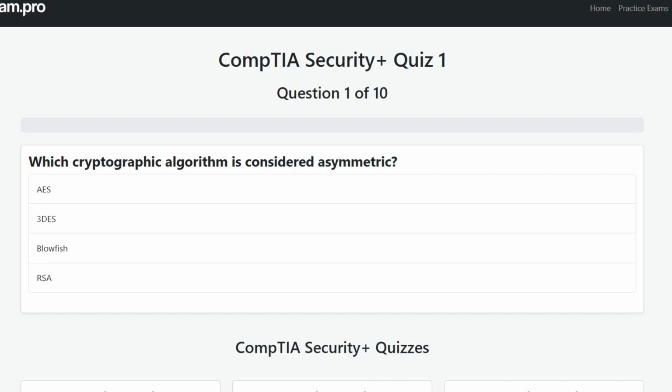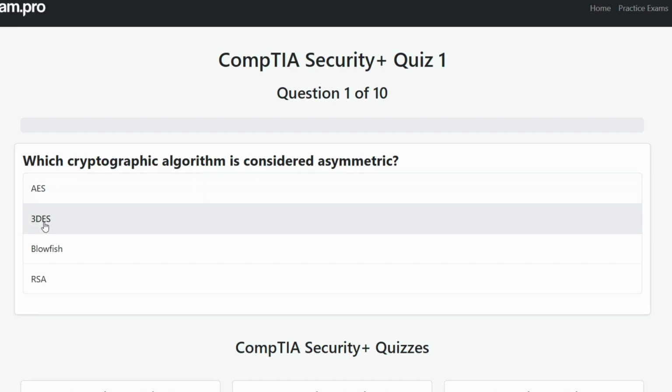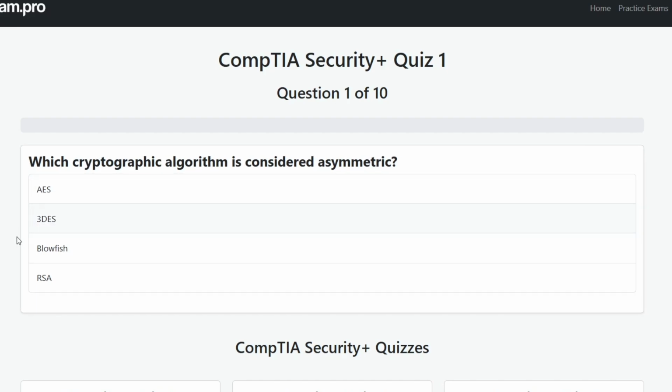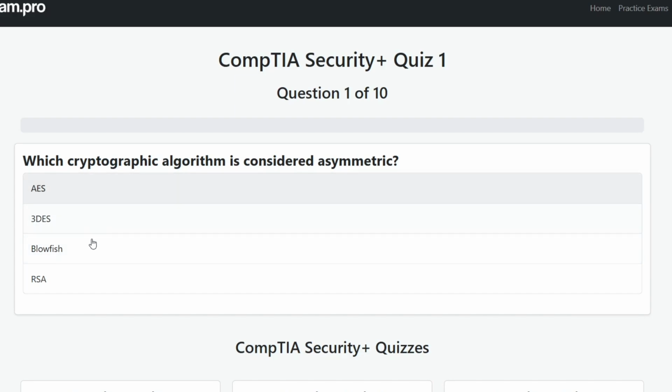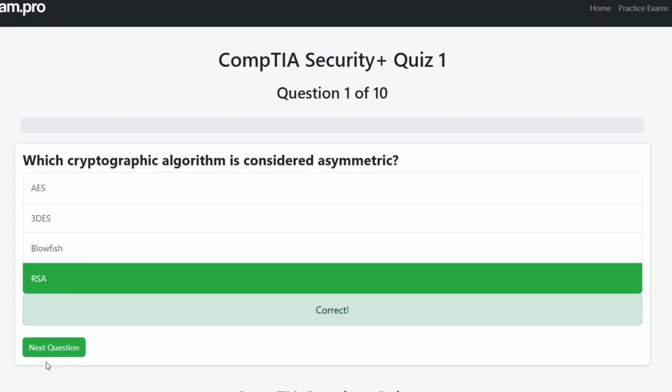So this question is kind of hard to explain. This unfortunately is just knowing the different algorithms for the Security Plus. So the first three, AES, 3DES, which is an extension of DES, and Blowfish, these are all symmetric algorithms, meaning they use the same key to encrypt and to decrypt, while RSA uses a secure key exchange to encrypt and decrypt data. It has a private key and a public key to encrypt data. So that will be the correct answer of question 1.